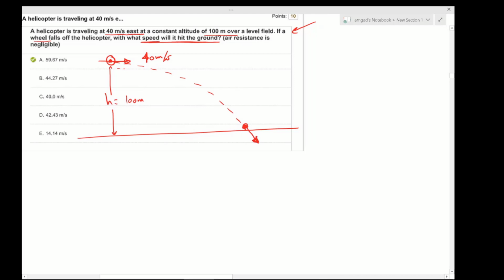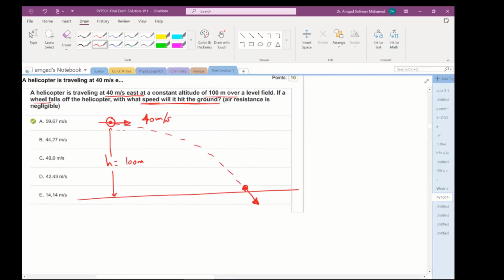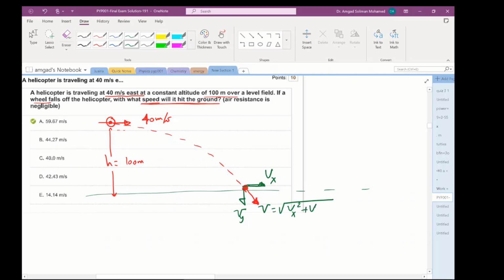And when he says speed only, that means he needs total speed. The total speed of the projectile has two components. There is a horizontal one and a vertical one, and this is V. V is the root of Vx squared plus Vy squared. This is the total speed. Vx is what? 40 meters per second, exactly like the initial speed because it's horizontal.